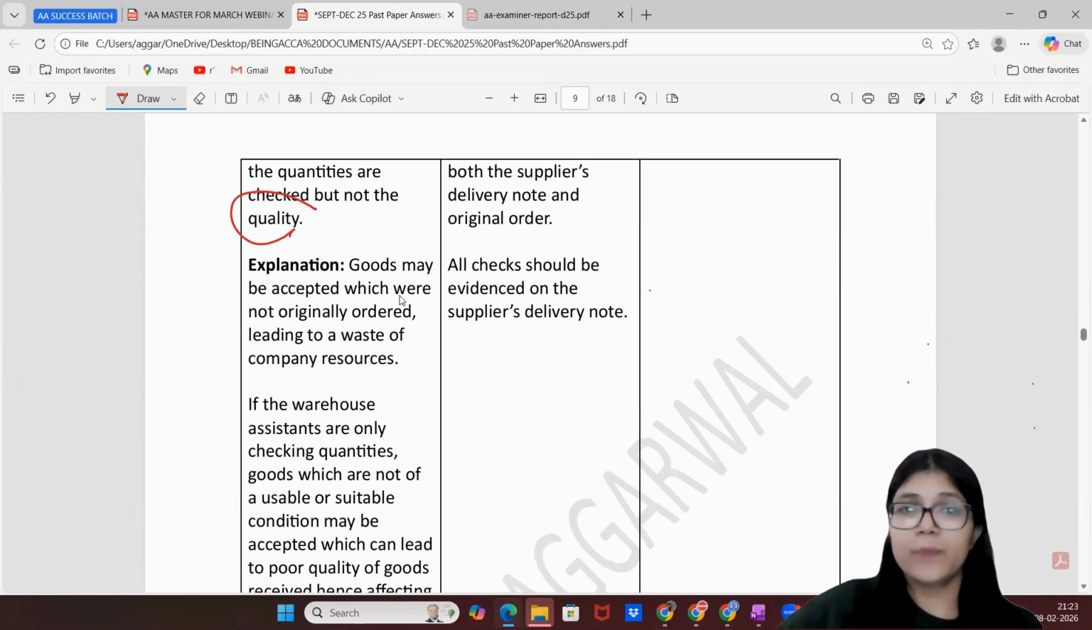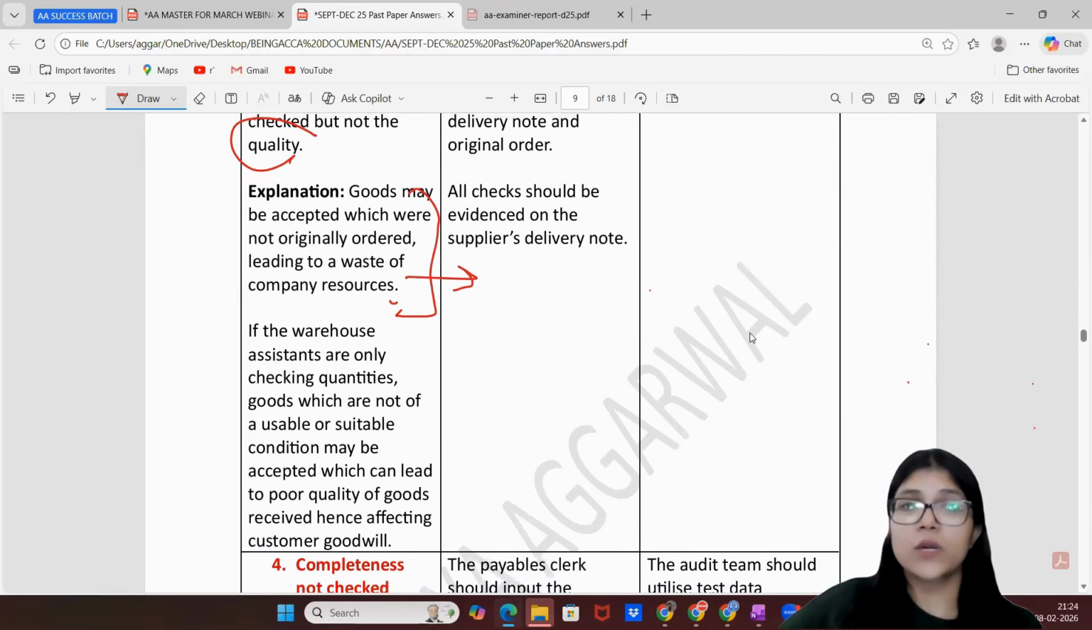Goods may be accepted which are not originally ordered, leading to waste of company's resources. So this is what we talked about. You can also write increased cost for the company. That is also okay. If the warehouse assistants are only checking the quantities, goods which are not of usable or suitable condition may be accepted, which can lead to poor quality goods received, hence affecting customer goodwill.